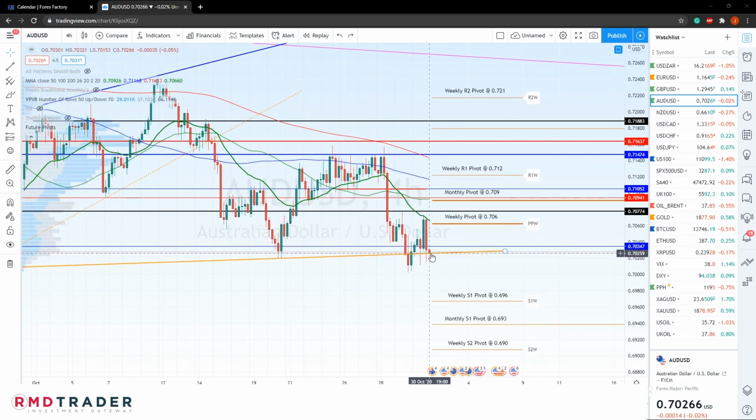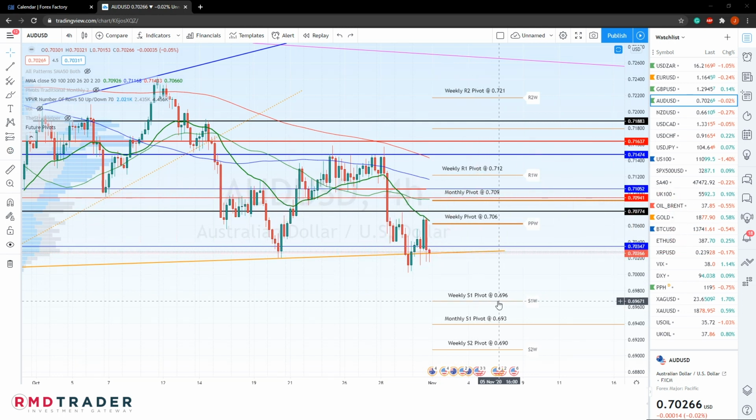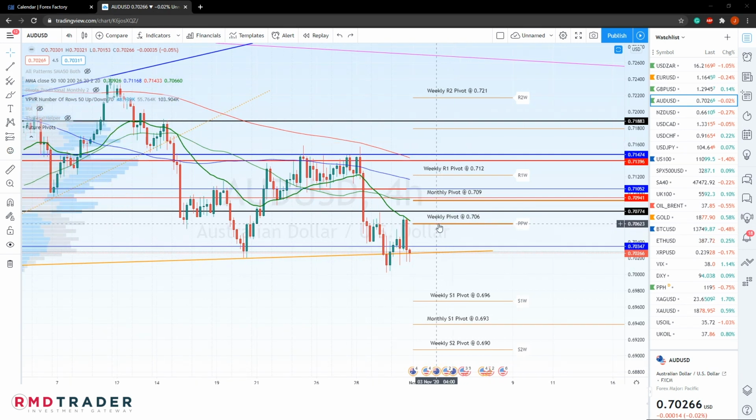And at this stage, it would be very important for price to hold on to this level, as anything below that will see a sell off to support at the weekly S1 pivot at 0.696, followed by the monthly S1 pivot at 0.693. And of course, should price manage to find its footing here, immediate area of resistance would be at 0.706, that is the weekly pivot.